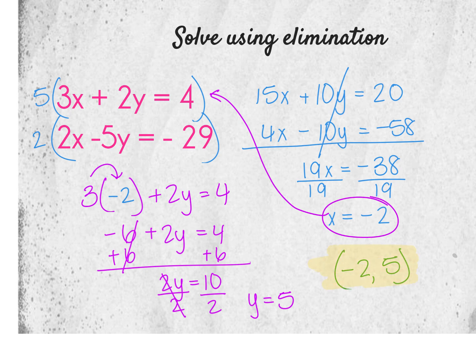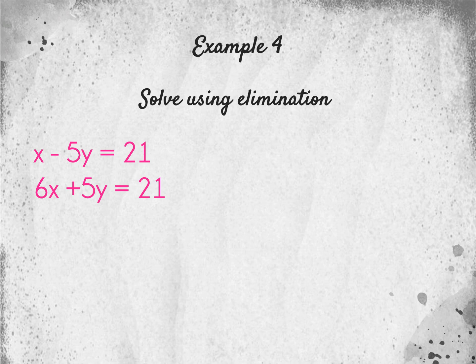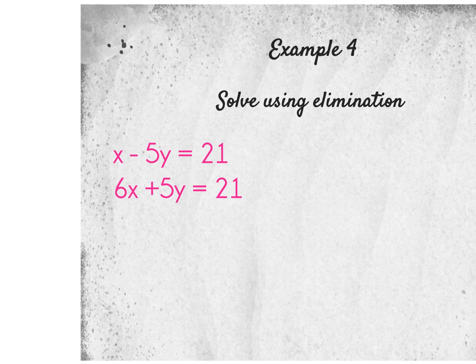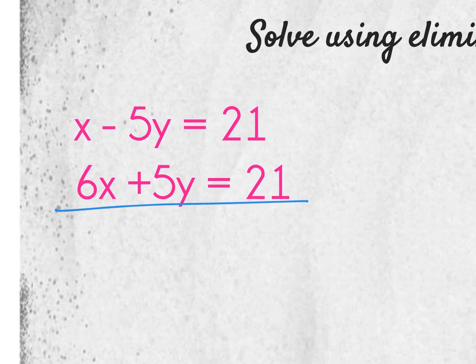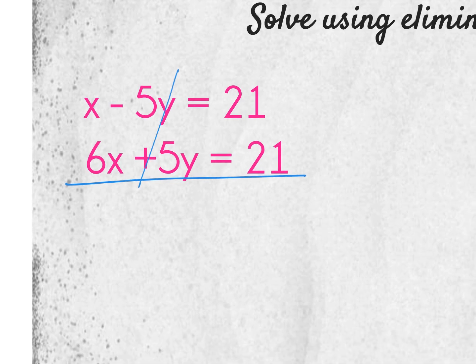Any questions on this one? Questions, comments, concerns on this example? Okay. All right, so looking at this one, what could I cancel out? My y's, right? They're already giving me that -5y and the positive 5y. They're going to cancel out, so I don't have to change anything. So all you have to do now is, again, combine like terms. I have 1x plus 6x, that's going to give me 7x, equals 42.